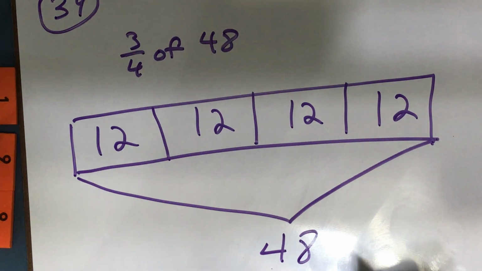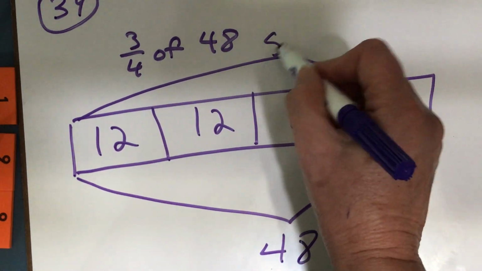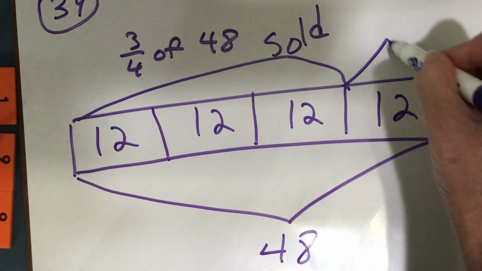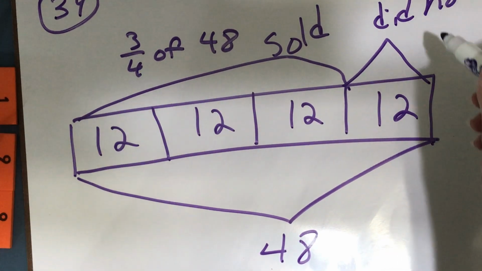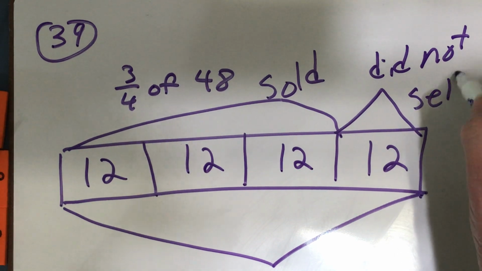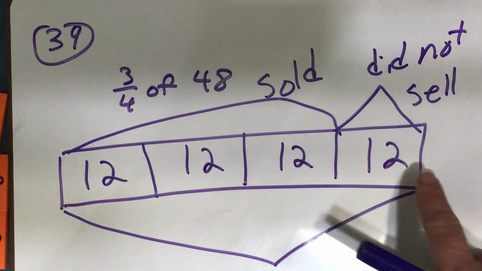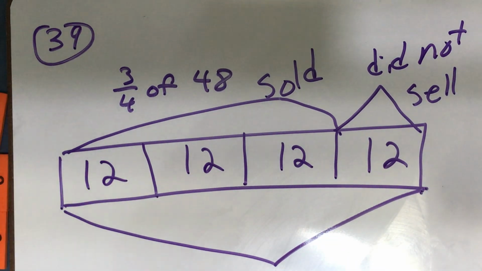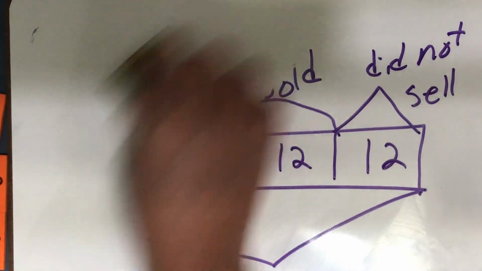Okay, 3/4 of the muffins sold. So that would be 3 of the sections. Those sold. One section, 1/4, did not sell. That means they were left. They did not sell. And the question asks me, how many muffins does she have left? She has 12 muffins left. So you have to make sure you read the question carefully. It didn't ask you how many did she sell. It said how many did she have left. So it's 12.